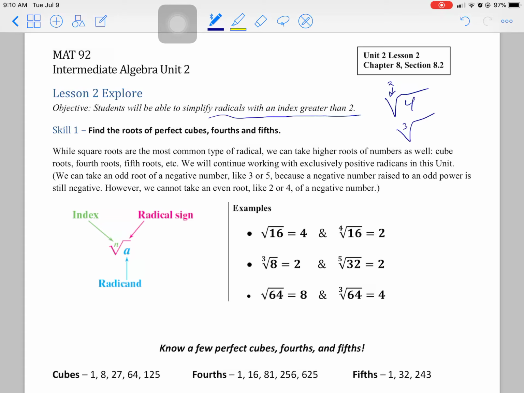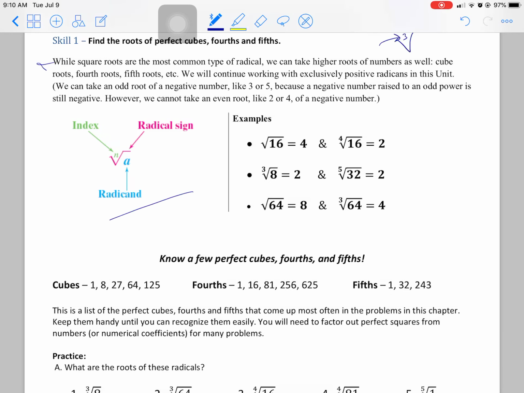Okay? So the index is still in the same place. These are all the same things. It says, while square roots are the most common type of radical, we can take higher root numbers as well. Cubed roots. Cubes, that's a cube. 3 is cube. Fourth roots, fifth roots, etc. We'll be continuing working exclusively with positive radicands in this unit. Talking about other ones later on in the end of the lessons here.